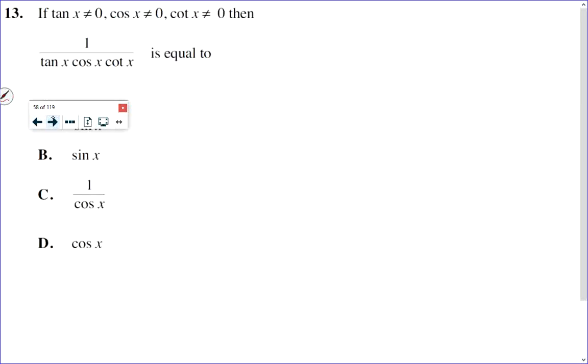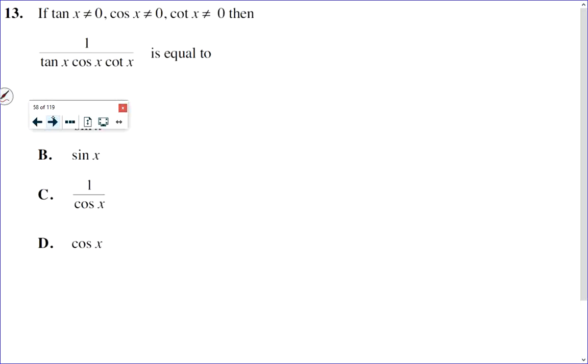Now, there's all this parsley sprinkled on the fish in this question. All this: tan of x is not equal to 0, cos of x is not equal to 0, cotan of x is not equal to 0. The only reason we're saying that is because these are all things that appear in denominators, and you cannot divide by 0. It's not relevant to getting an answer to the question.